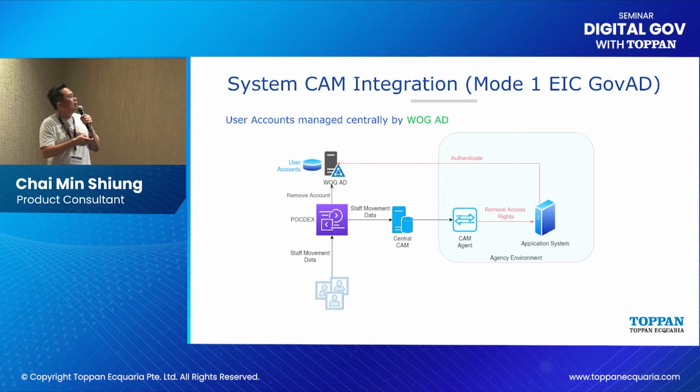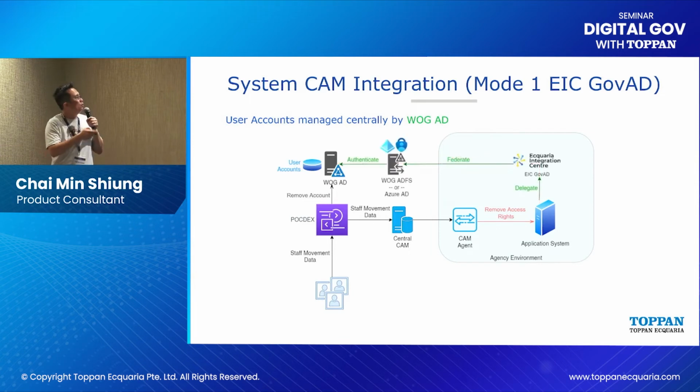So how does EIC GovAD help you? We want to make this even easier for you. We want to help you in your authentication. All you need to do is call simple RESTful APIs and you will be able to do your authentication with the WOG-AD. We do that through either your WOG-ADFS or your Azure AD. This one is for intranet applications. This one is for internet or intranet applications.